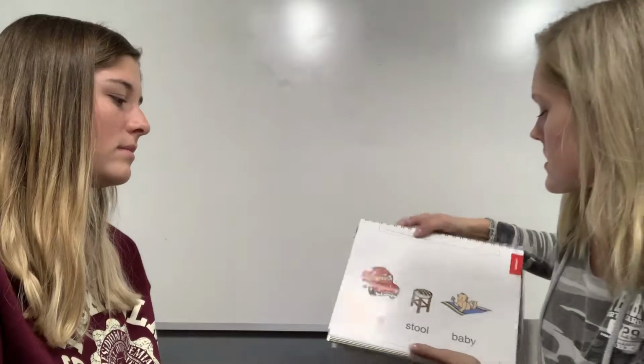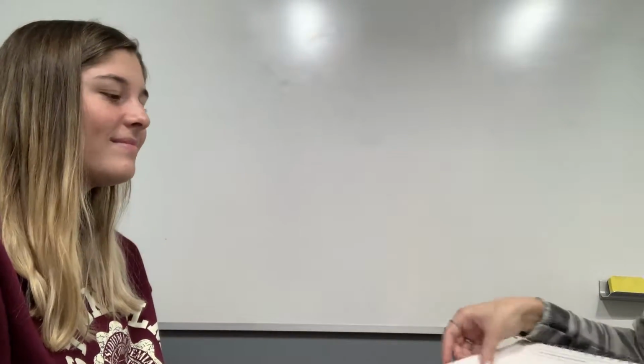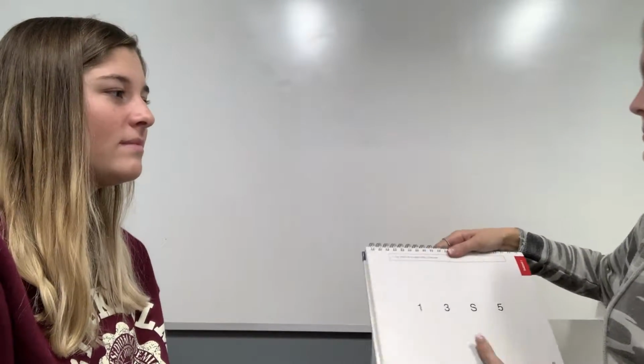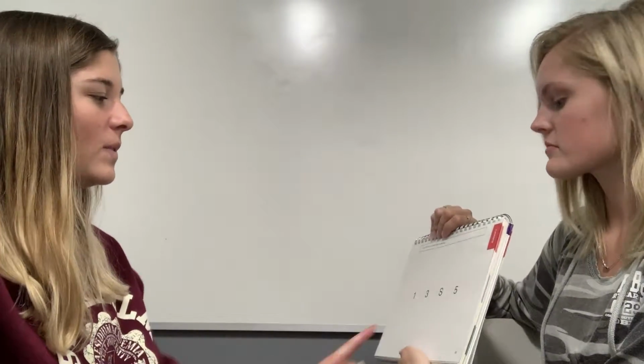Point to the picture that starts with the letter C. Okay, she got that one correct. That's going to be another point. So this has numbers and letters, and it says which one is a letter. Show me the letter. 1. Okay, so she got that one wrong. So that means that she gets a 0 for that question.